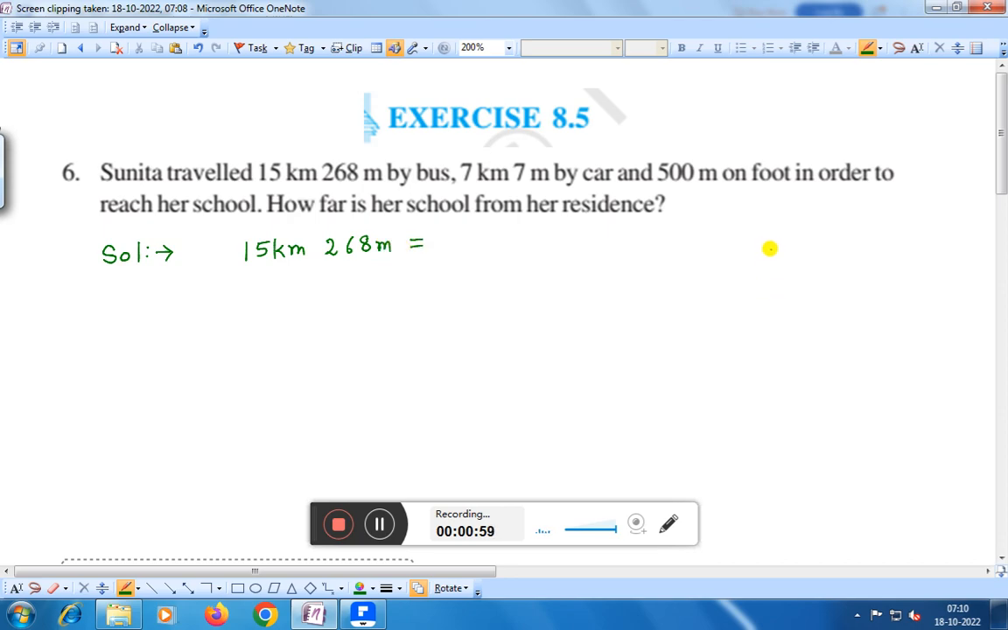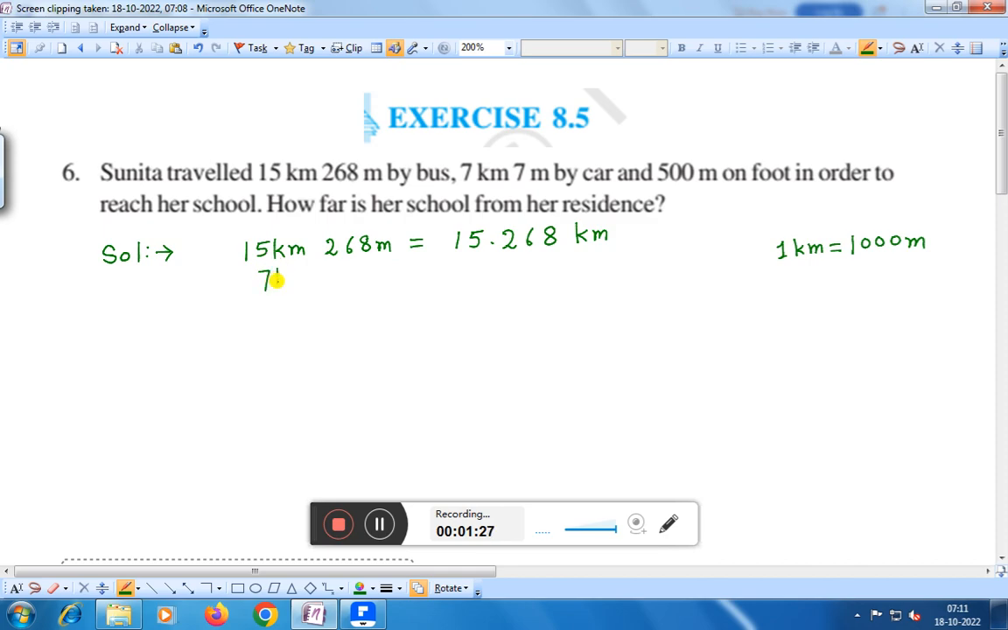We know that 1 kilometer is equal to 1000 meter. Therefore, here 15 kilometer 268 meter means 15.268 kilometer, right? Next question is 7 kilometer 7 meter.